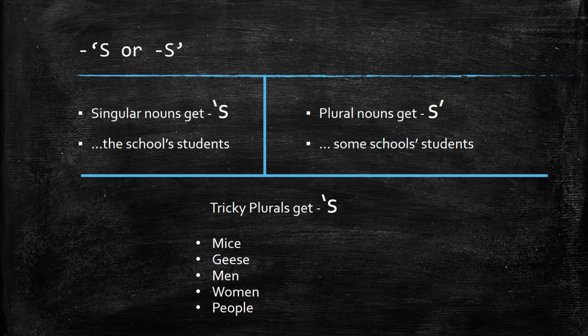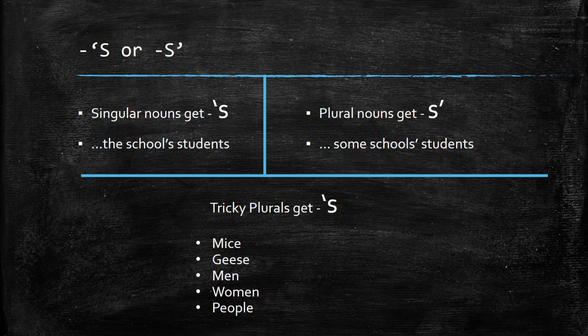On the left, it says the school's students. Now you notice the word the, and so that indicates there's one school. Off to the right, you see some schools' students, and I changed the word, I put in some, because now that indicates that there is more than one school there, okay? And so I need S apostrophe. And that's a very important thing to remember.